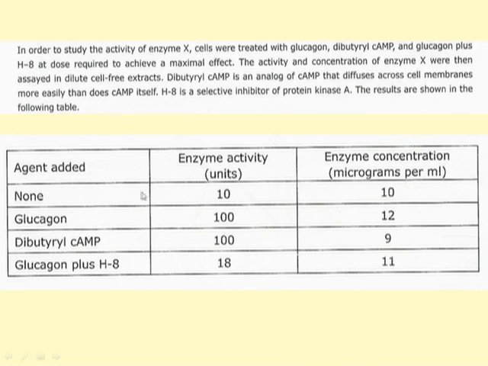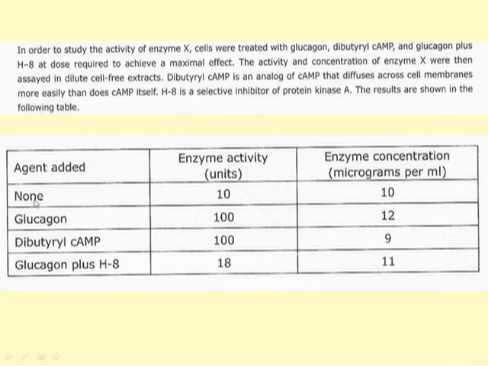So if you look at this table, the table shows what kind of treatment was done to the cells, what the enzyme activity was in terms of units, and what the enzyme concentration is in terms of micrograms per ml. So enzyme concentration is obviously measured by some means other than the enzyme activity units, but this concentration is in terms of micrograms of enzyme protein per ml of the extract.